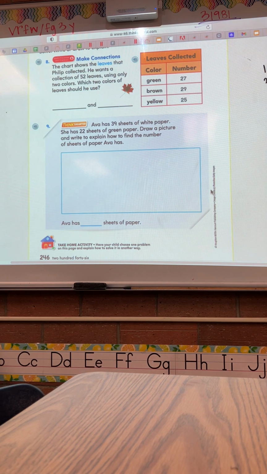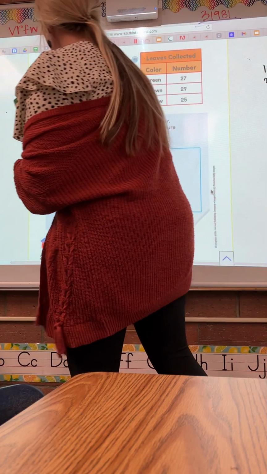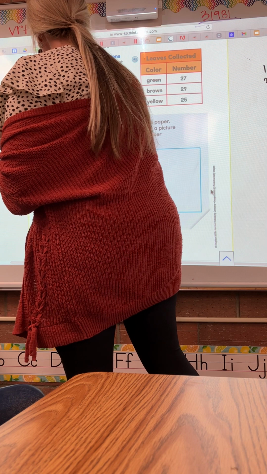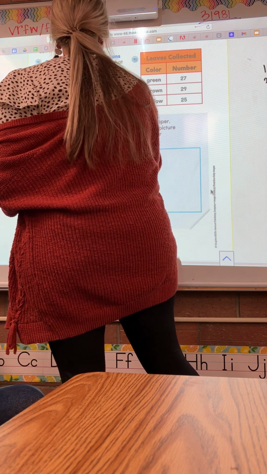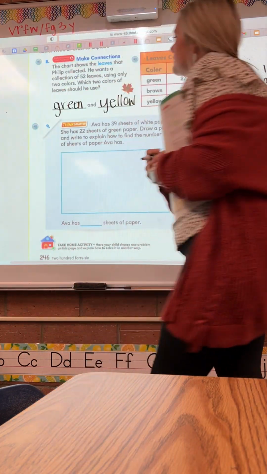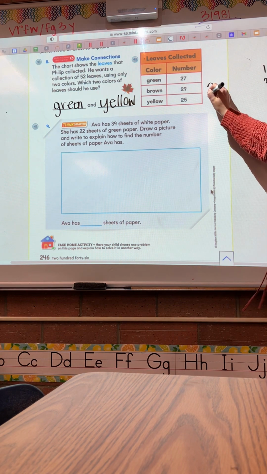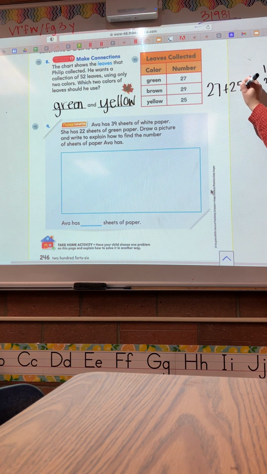All right, for number 8, friends, your answers would have been green and yellow or yellow and green. Doesn't matter which order, right? In an addition sentence, the order doesn't matter. Okay. So you would need to have double checked your addition sentence to make sure that you got 52 as your answer. And then for number 9, Ava has 39 sheets of white paper.